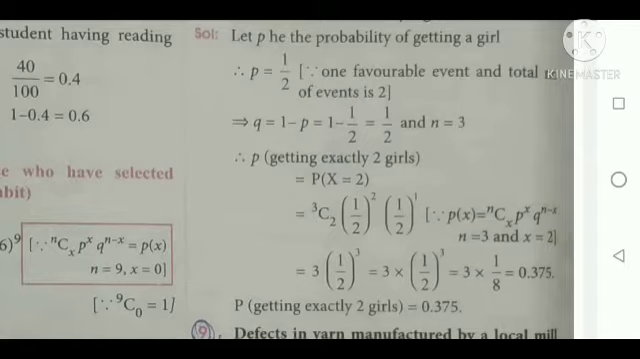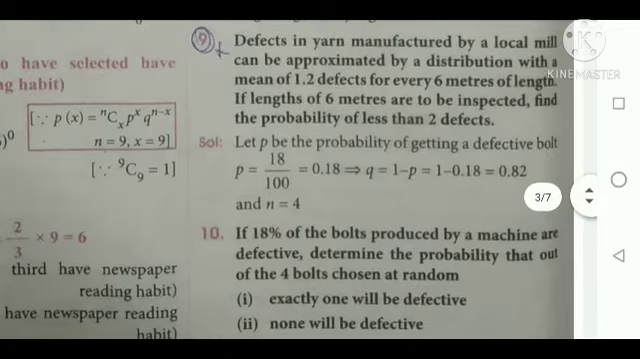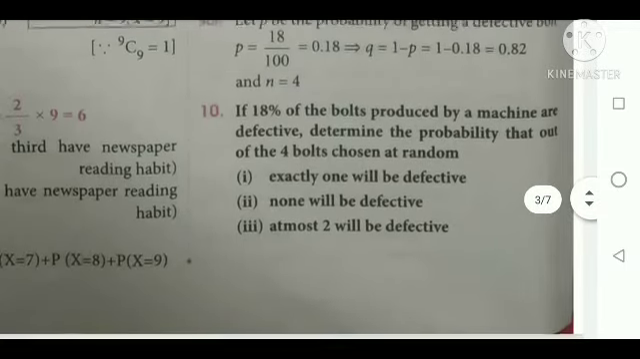And 1 by 2 whole power 2 means it is 1 by 4. 1 by 2 whole power 1 means again 1 by 2. After multiplying we are getting the value 0.375. So this is the answer for exactly 2 girls. Okay. Then 9th question, some mistake is there. We are going to see the 10th question.